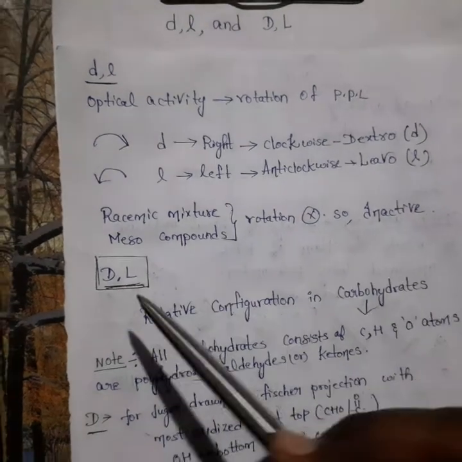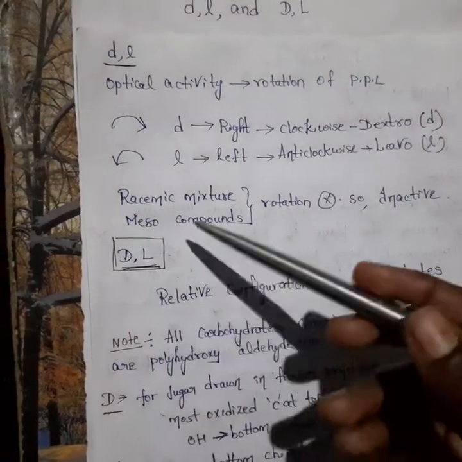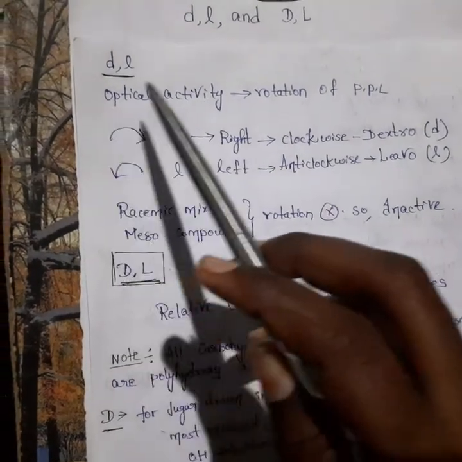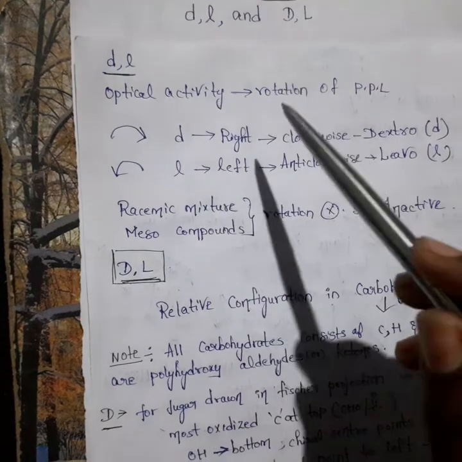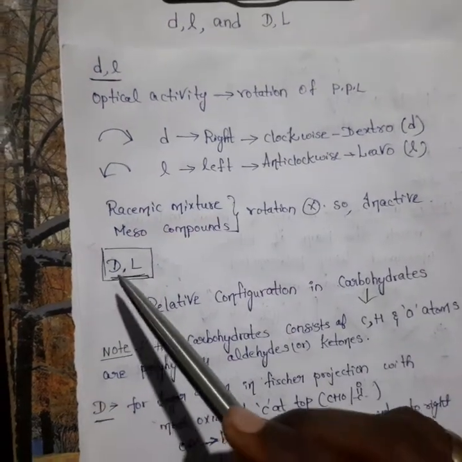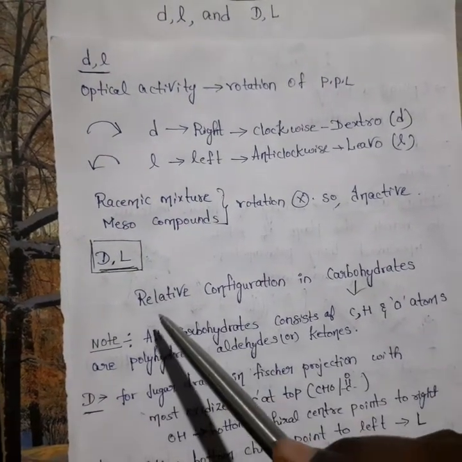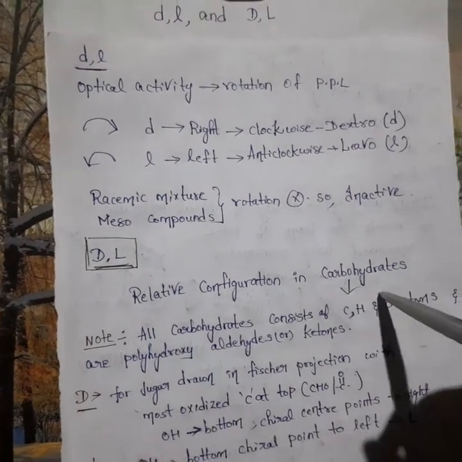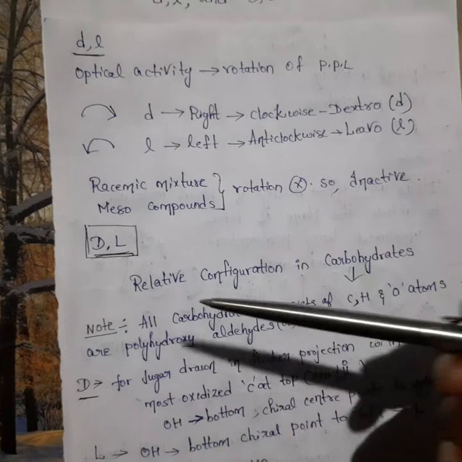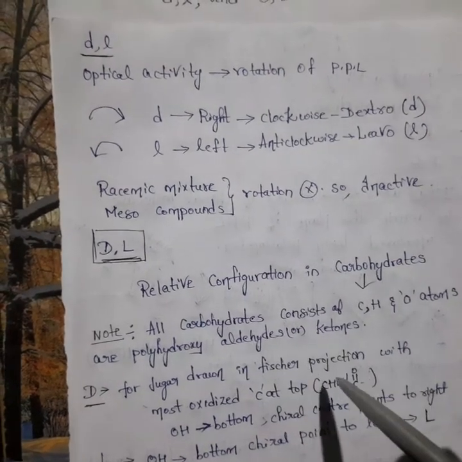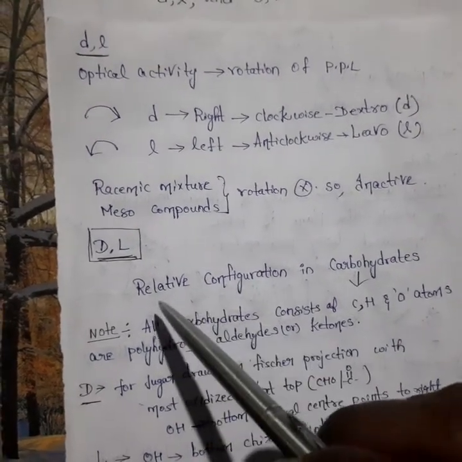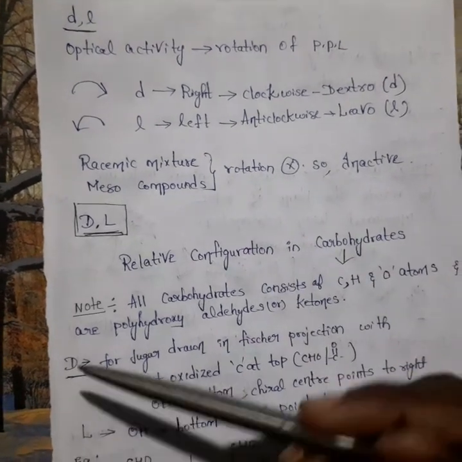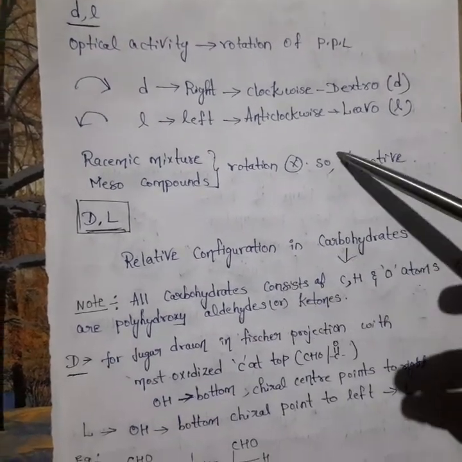Okay, next, this is capital D and capital L. See, this small d and small l is related to optical activity, but this capital D and capital L are related to relative configuration in carbohydrates. Relative configuration means here this is used to indicate relative configuration in carbohydrates.